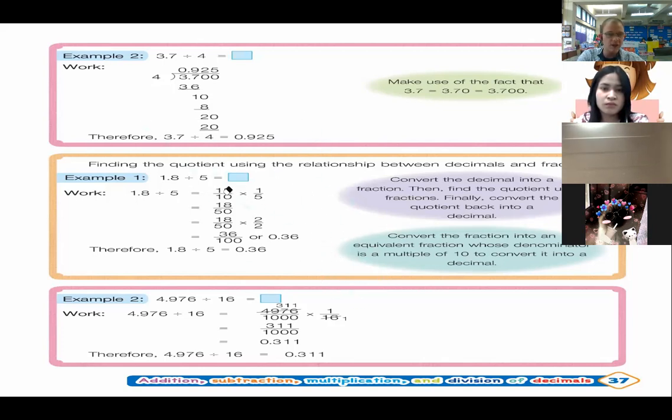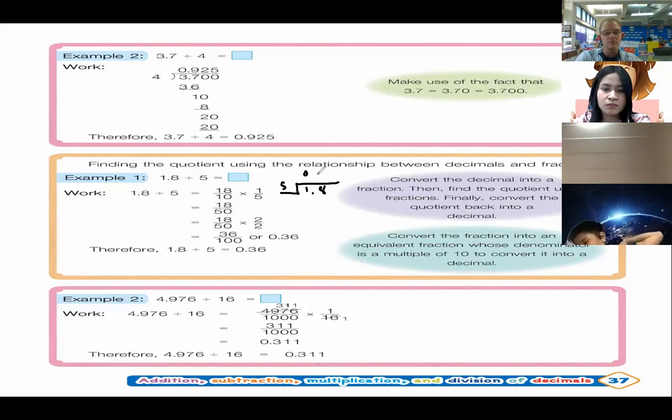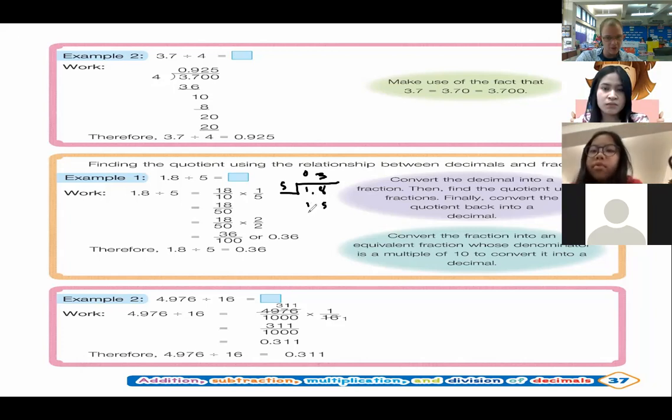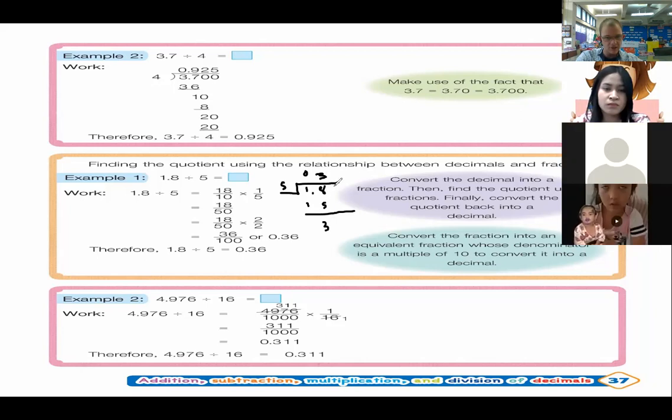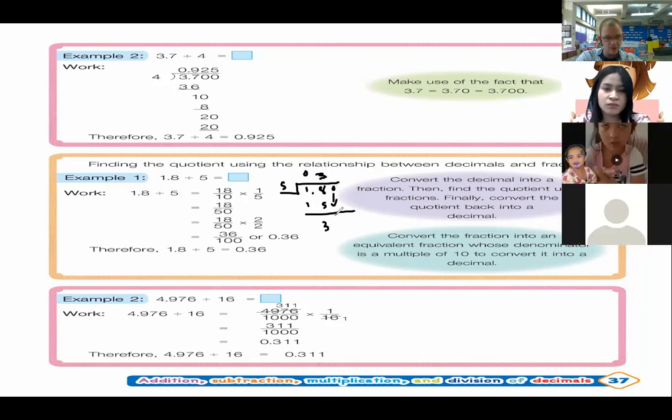So let's see if we can do this one in the long division method and get the same answer. So we have 1.8 and we have 5. So 5 cannot go into 1. How many times does 5 go into 18? 3 times. 3 times 5 equals 15. We are left with a 3. Add a 0, bring down the 0.